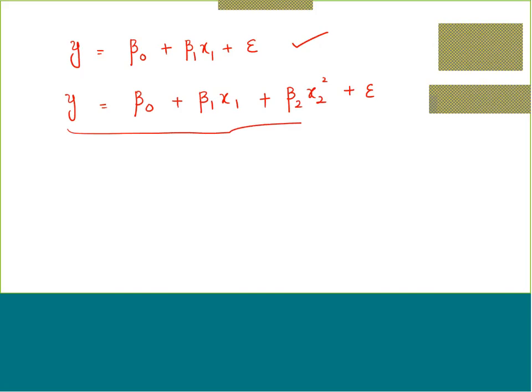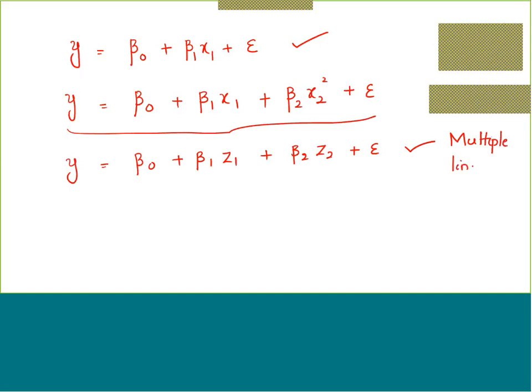then this can be converted into a linear regression model but in multiple format as y equal to beta naught plus beta 1 z1 plus beta 2 z2. So now what happened? This becomes a multiple linear regression model. Correct.